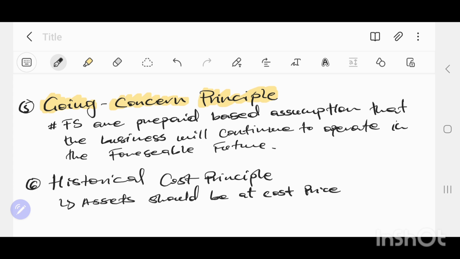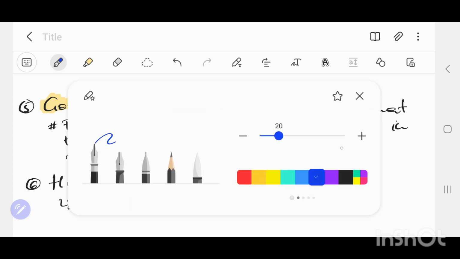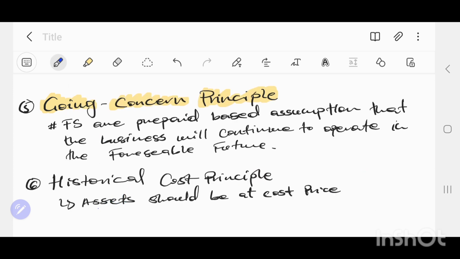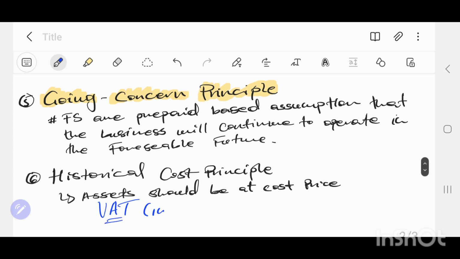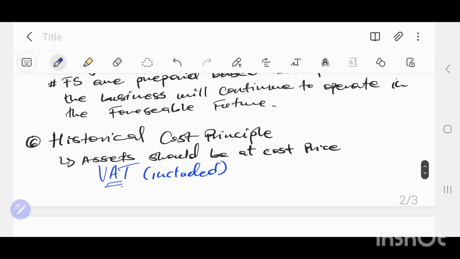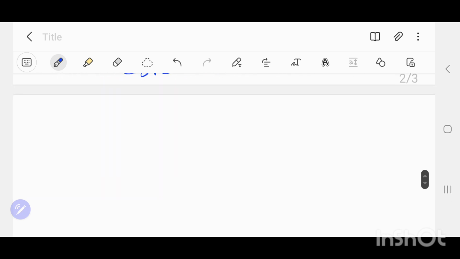Any asset that you buy, trading stock, vehicles, equipment, you always record them at their historical cost. Remember, when you record an asset at its historical cost, if VAT is included on the transaction, you have to first remove VAT. VAT is the value added tax.